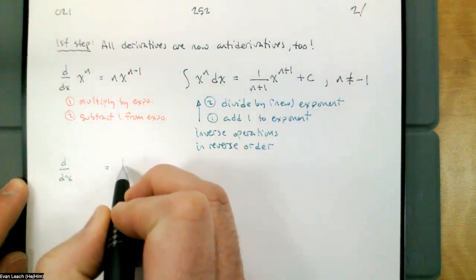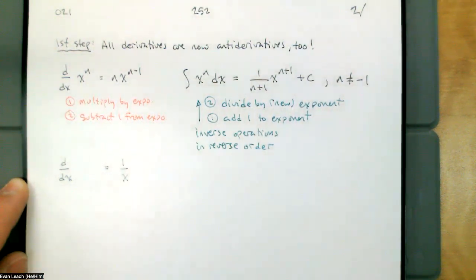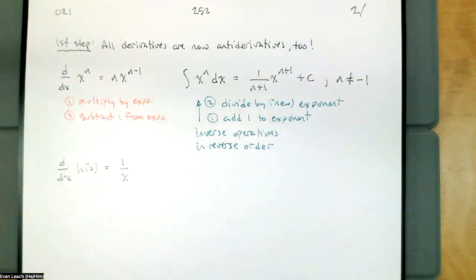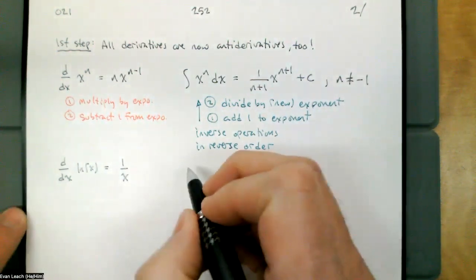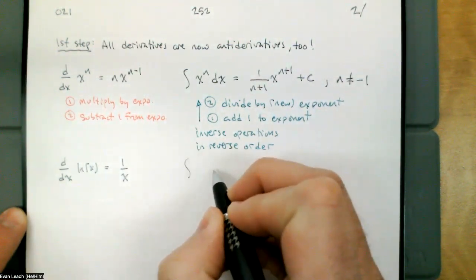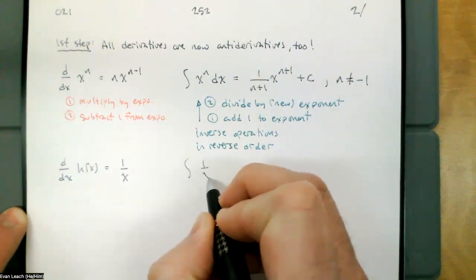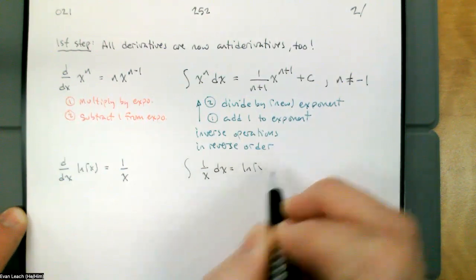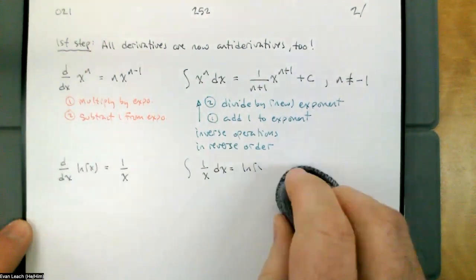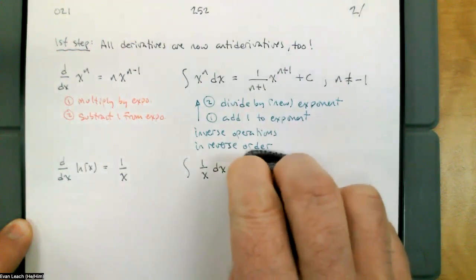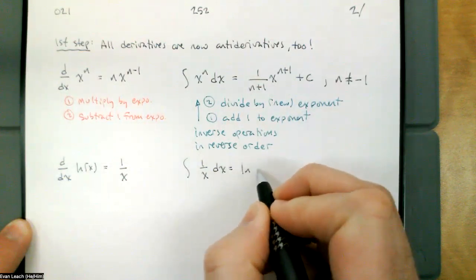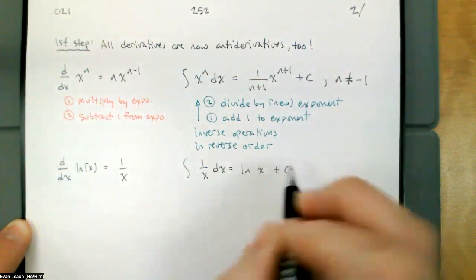What function has a derivative of 1 over x? Natural log of x. So the derivative of natural log of x is 1 over x. Here's our n equals -1 case. So if we turn this around into an antiderivative, the integral of 1 over x dx is natural log of x plus c.